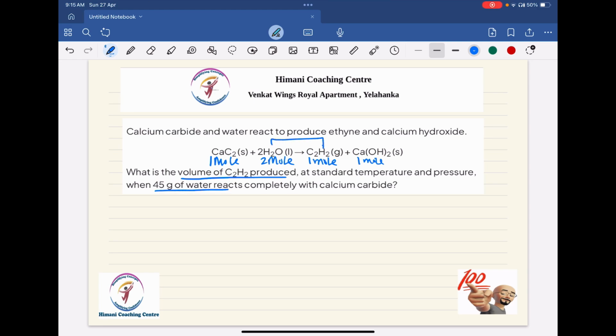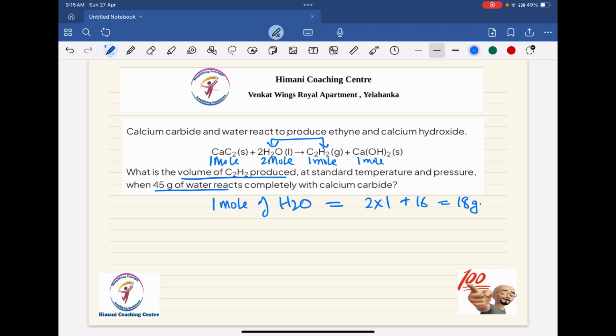So this is our question. The other two things we can ignore for solving this particular question. Now let us find the mass of 1 mole of water. For 1 mole of H2O, there are 2 hydrogen atoms, and the mass of one hydrogen atom is 1, so 2 into 1 plus the mass of oxygen, which is 16. So the mass of H2O is 18 grams.